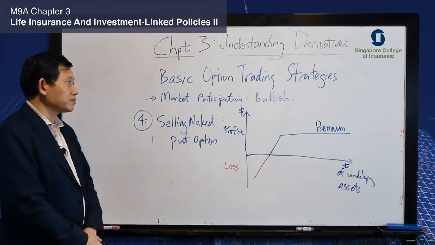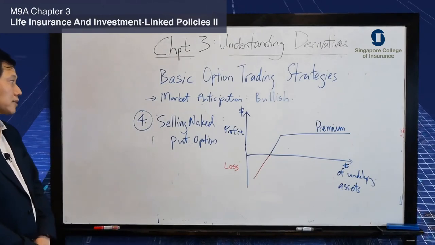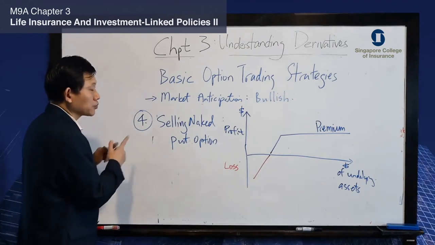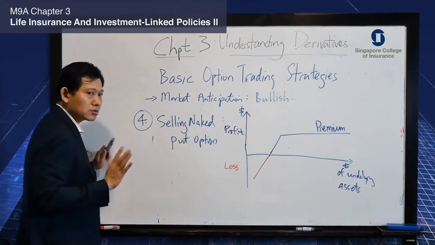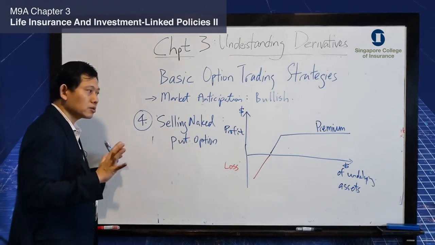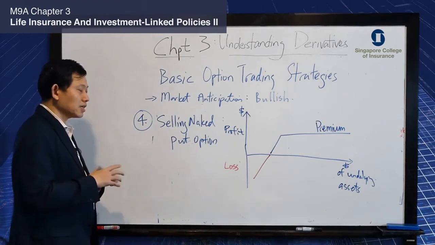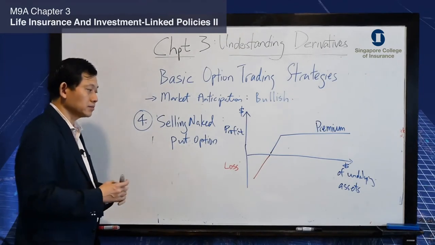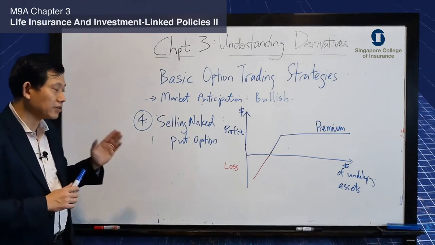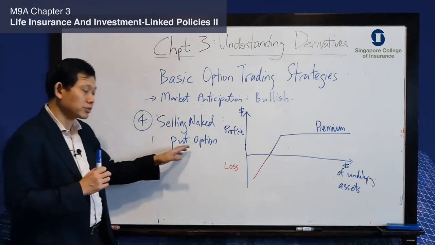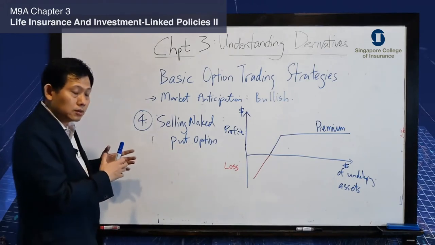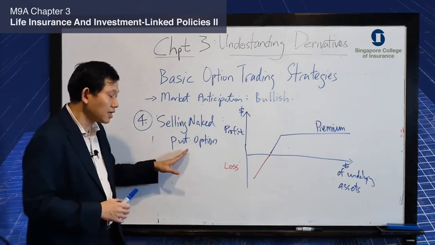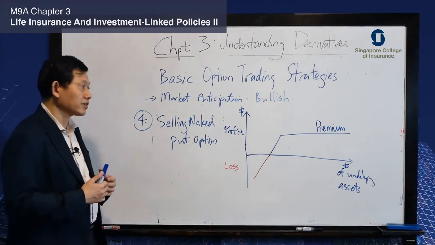Okay, the last bullish strategy, a controversial one, is you sell a naked put option. The word naked in option trading terminology means that you do not own the stock, you do not own the underlying asset, and you sell a put option to a counterparty. It can be very risky. If the counterparty needs to exercise the option, you have to find somewhere to purchase that particular underlying asset in order to fulfill this contract. Highly risky, but we just study the fundamentals of it.